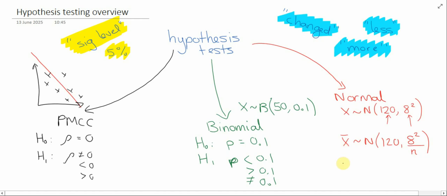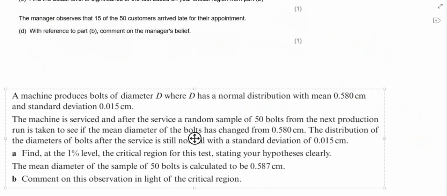And for this one, you would have your two hypotheses, and you'll notice we're talking about the mean here. So is the mean 120, or has it changed from 120? Is it less than, or is it more than? That's an overview. So let's have a look at some questions.